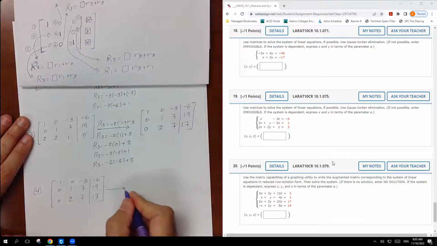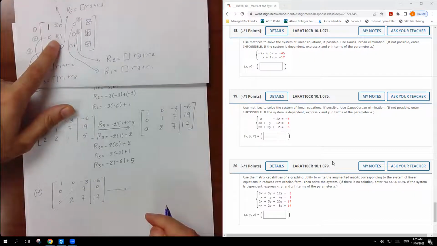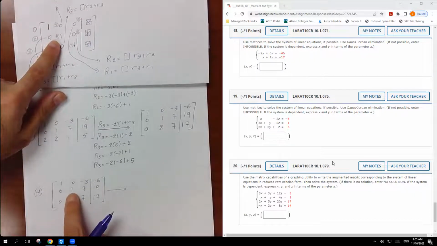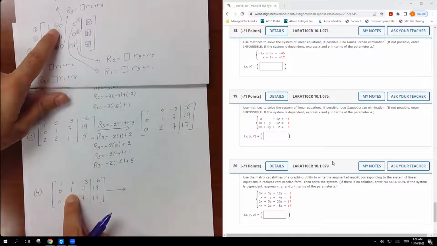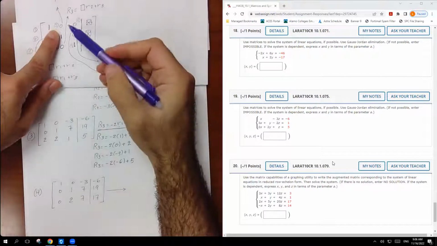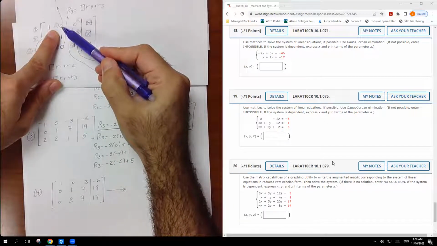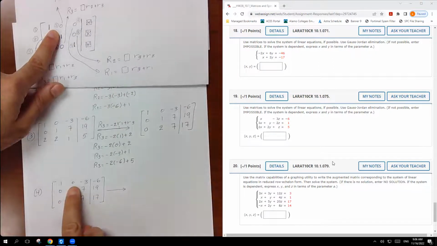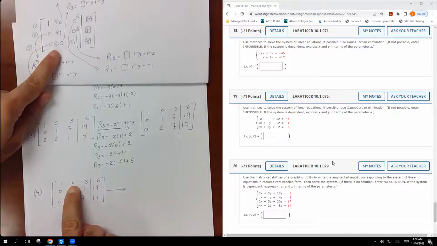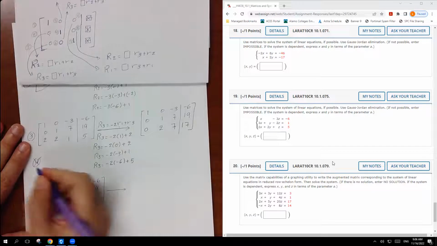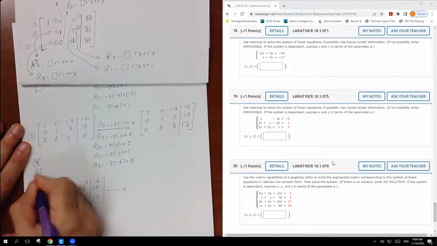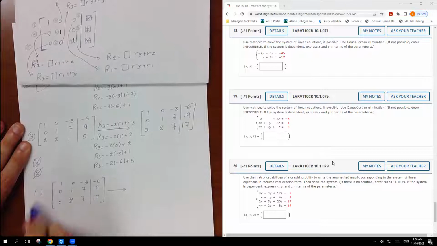We're going to do step 4. Step 4 again, we're going to divide the number on this location to 1. It's already 1 with the new matrix, so we don't have to do step 4. We're going to go to step 5. If you look at step 5, we need to convert the number on this location to 0. It's already 0. So we don't have to do step 5. We're going to do step 6.